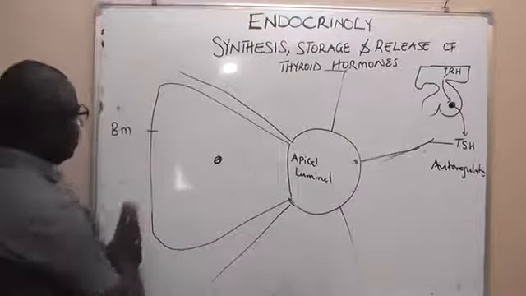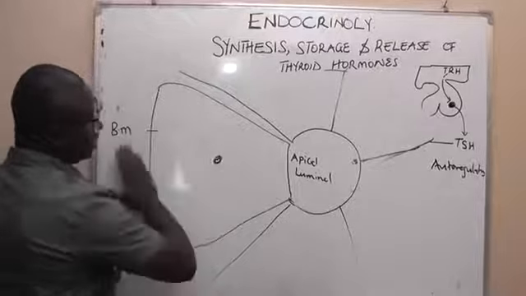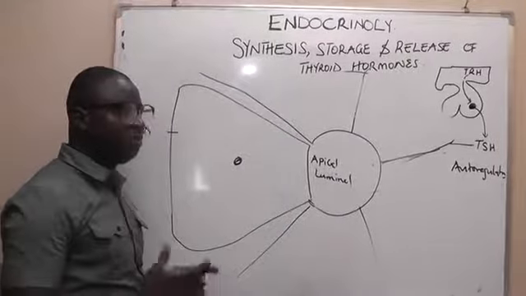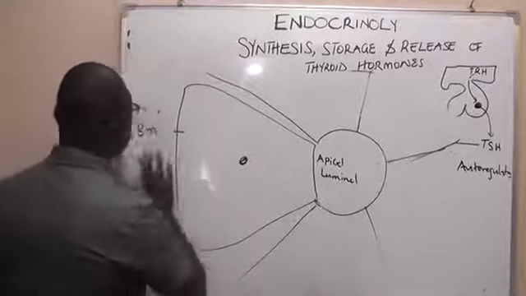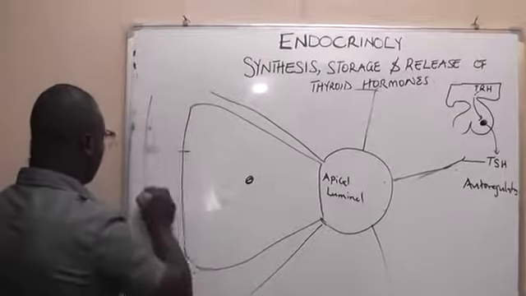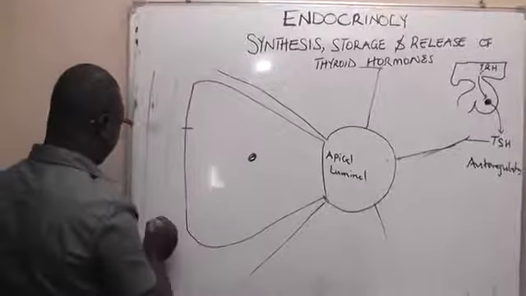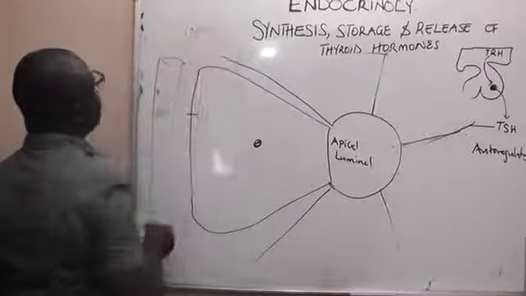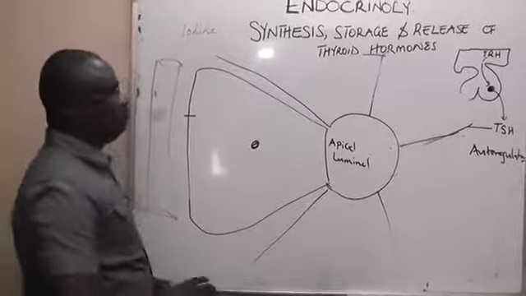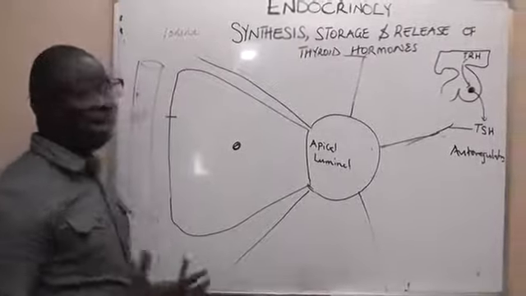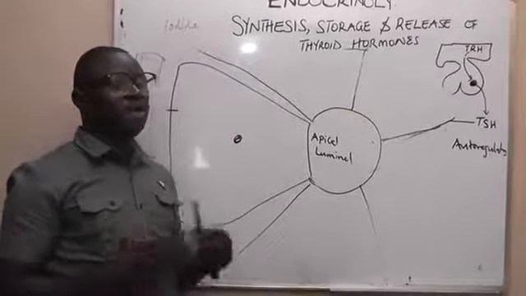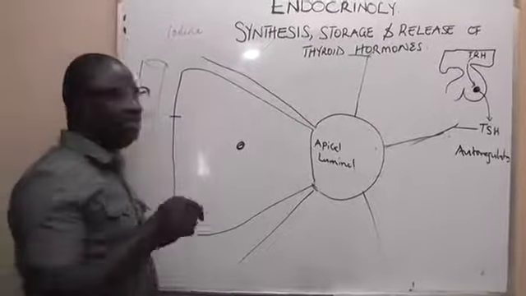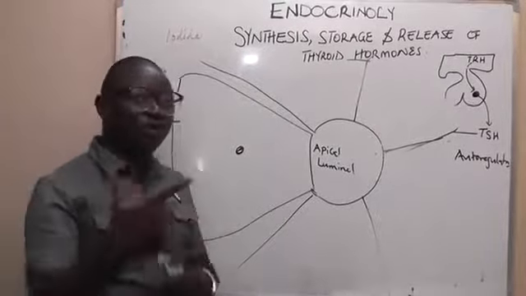Now, if we want to synthesize T3 and T4, first of all, we need some raw materials. One of the important raw materials that we need actually comes from the blood, and that is iodide. Now remember that most of the food we eat is rich in iodine. So when you eat particularly your iodinated salt, iodinated oil and all of that, in the GIT this iodine is converted to iodide.